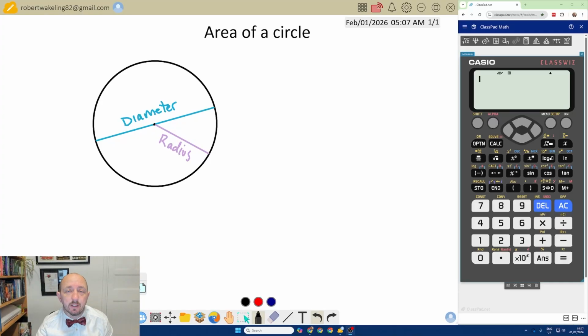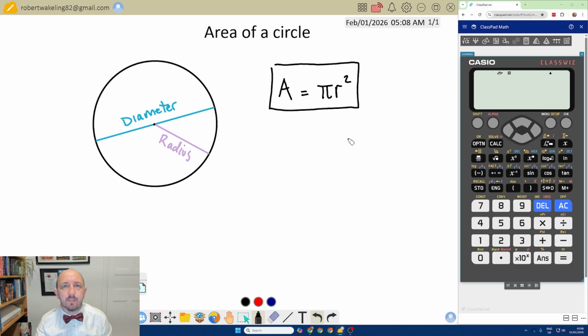In this video, we're going to be looking at the area of the circle, and the formula that you need to know, which they don't give you in the exam, is that the area equals pi r squared. So that formula needs to be learned. Put it on a flashcard. On the front, what's the area of the circle? On the back, pi r squared.